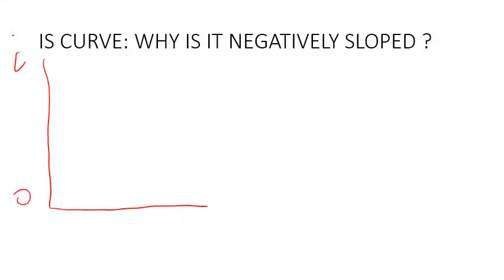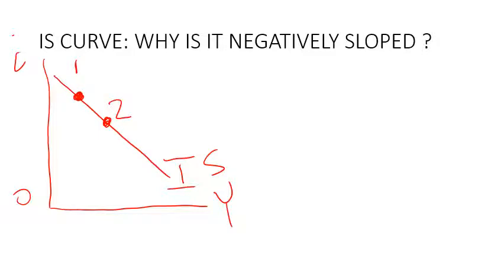Interest rate, GDP level, positively sloped. It's positively sloped because, well, let's see. Let's say initially we are at this point here. And let's say that eventually we are at point number 2. So we're moving down and along the IS curve.